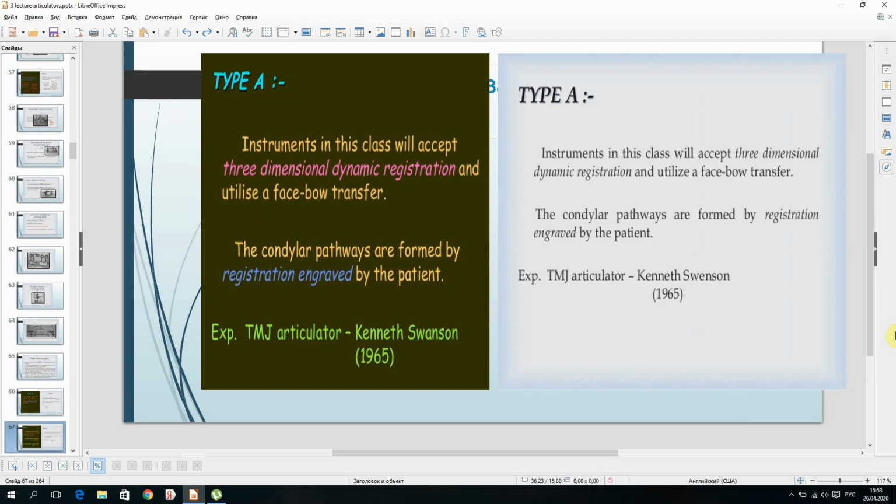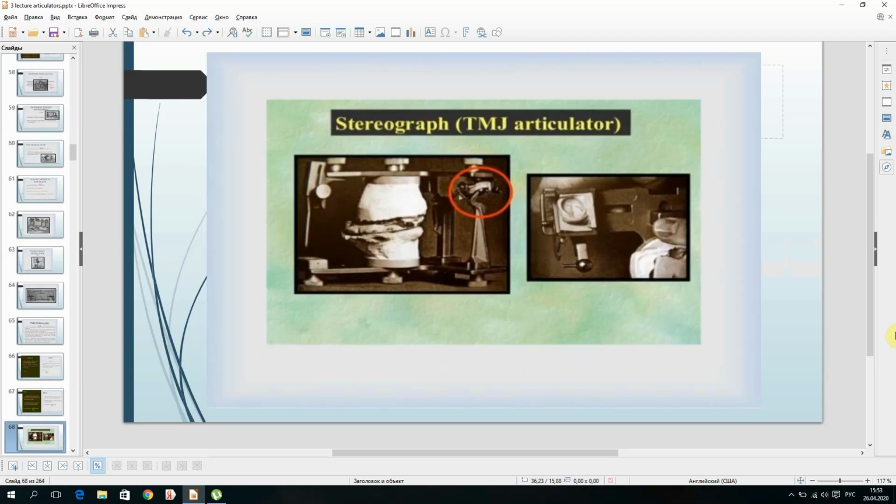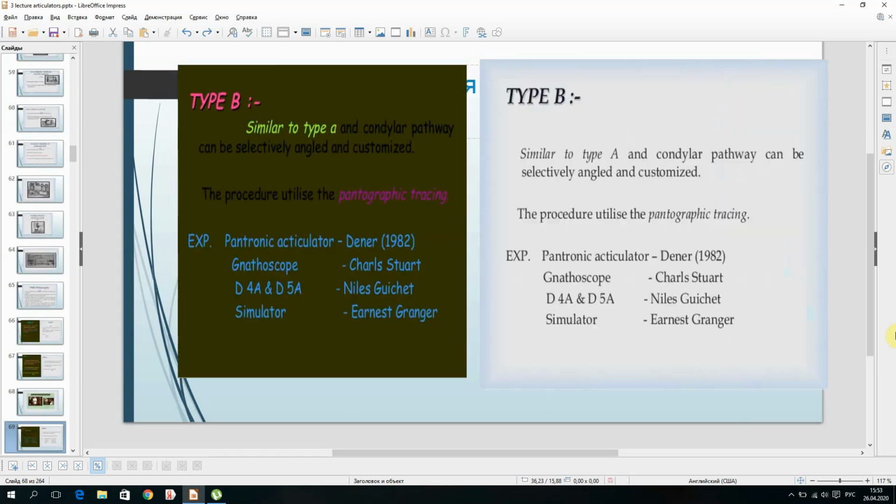TMJ articulator, Kenneth Swenson articulator. Stereograph articulator, TMJ articulator. Type B, similar to type A, has a condylar pathway that can be selectively angled and customized. The procedure utilizes pantographic tracking. Pantronic articulator, Denar by Denar. Gnathoscope by Charles Stuart and others.